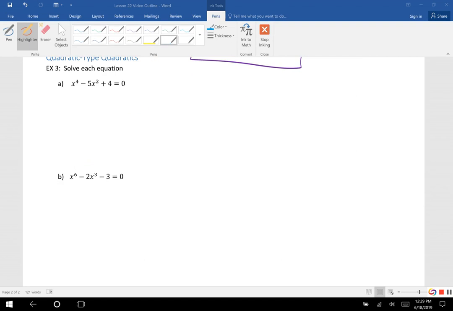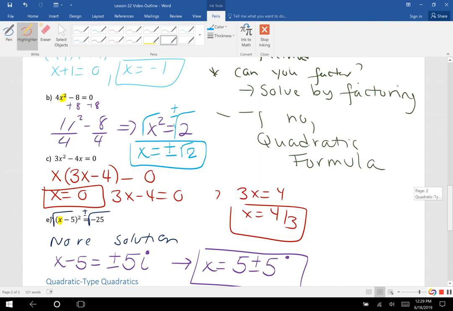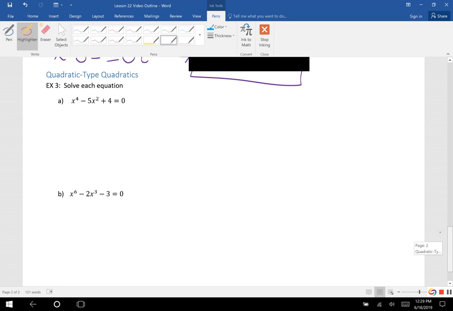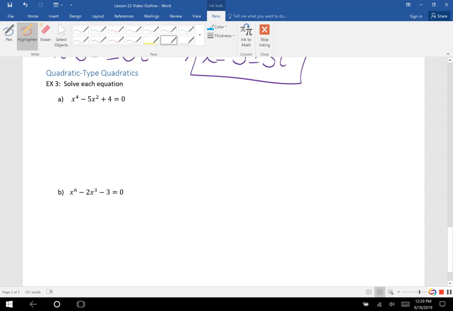Finally, we can use these same methods to solve what we call quadratic type equations. So technically, my examples in example 3 are not quadratic because they don't have x squareds in them. They have an x to the 4th, and the other one has an x to the 6th. However, these are considered quadratic type equations because the x to the 4th is an x squared squared, and the x to the 6th is an x to the 3rd squared. The largest exponent is the other exponent doubled.